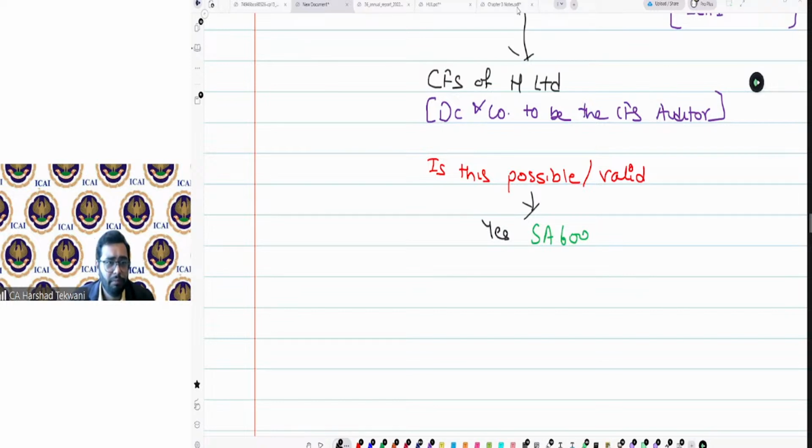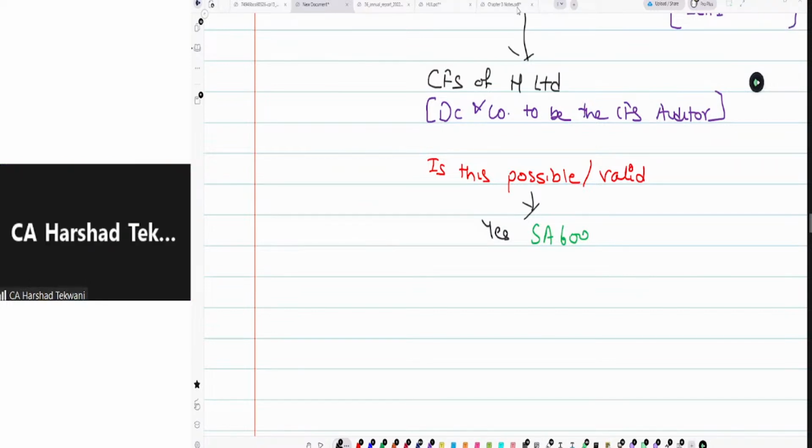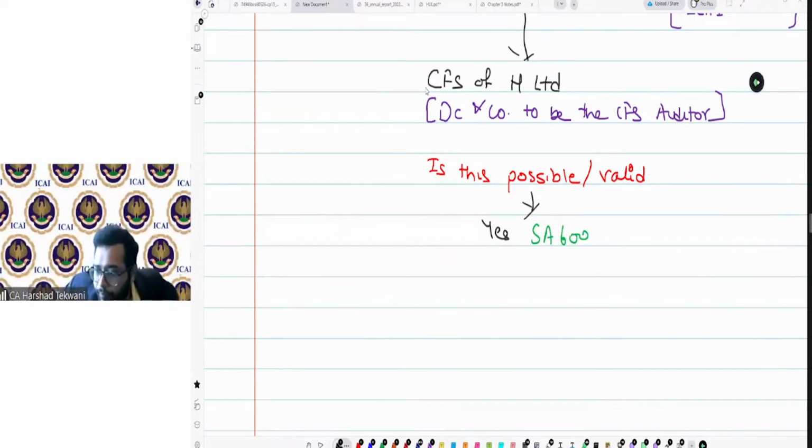Any doubt, guys? Yes, very good, Tanisha. Principal auditor has to look into whether the work of another auditor will be sufficient for his own purpose. Anumula, I'm coming to that point. That is the second point that I want to discuss. Okay.